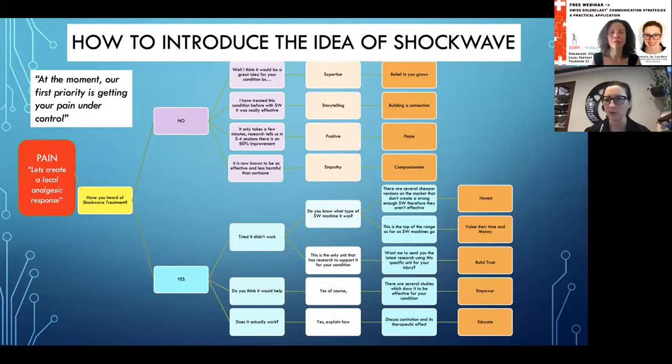Most people will come to you because they're in pain. So at the moment, our first priority is getting your pain under control. That's number one. So what are we going to do about that? I think for your condition, shockwave's going to be the right tool for this tendon problem that's presented today. Let's say we've got an Achilles tendon. I'll always say, if we've got equipment that can give us a local analgesic response in that tissue where you've got the pain, that's going to be great. That's going to be a great change and a great goal for today's treatment.